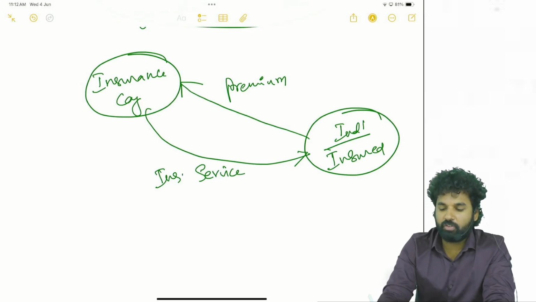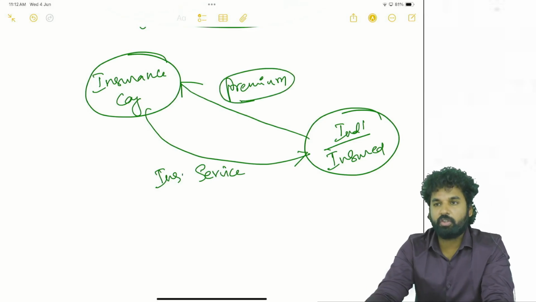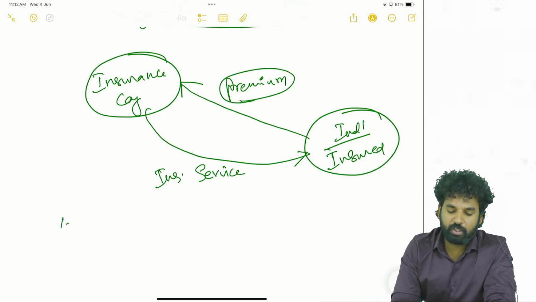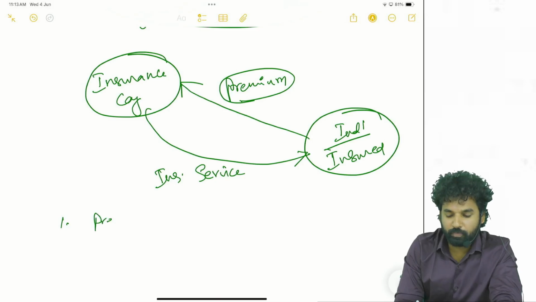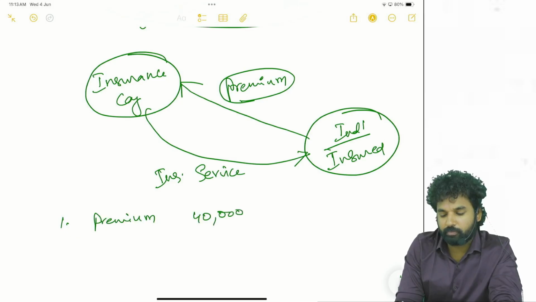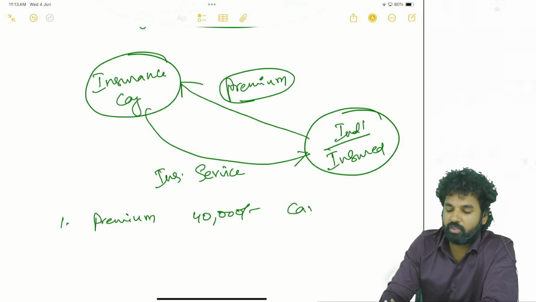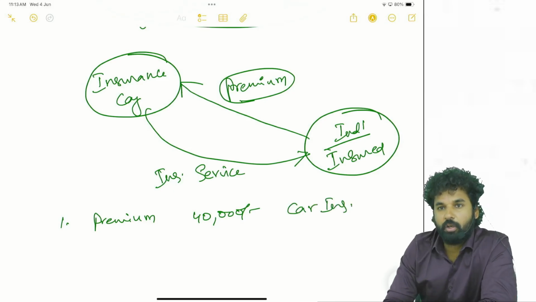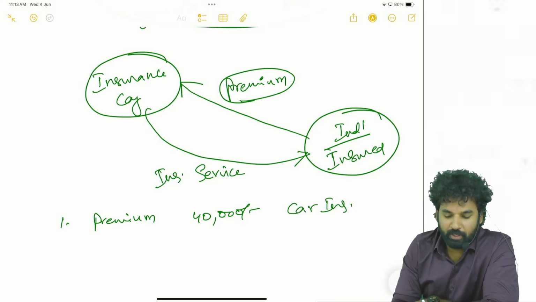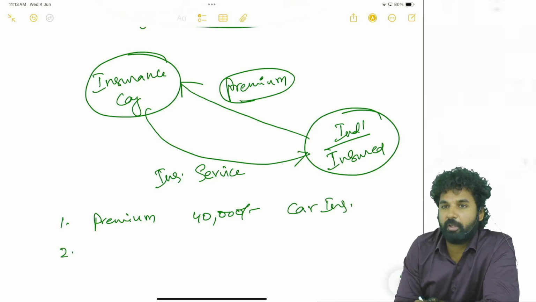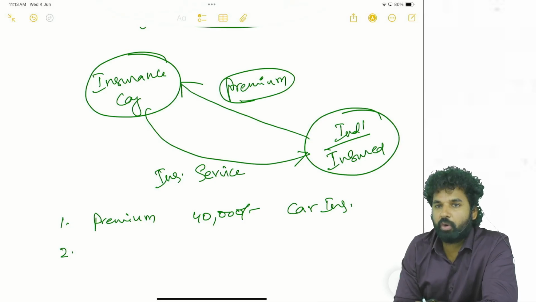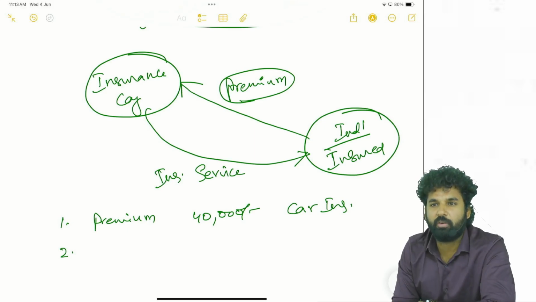So the insured is giving premium to the insurance company. Let's say in the first year, the premium amount is 40,000 rupees. It is a car insurance. Okay, 40,000 is the amount of premium. In the first year, we have not claimed anything from the insurance company. We have small scratches, small repairs, but we have not claimed anything from the insurance company.